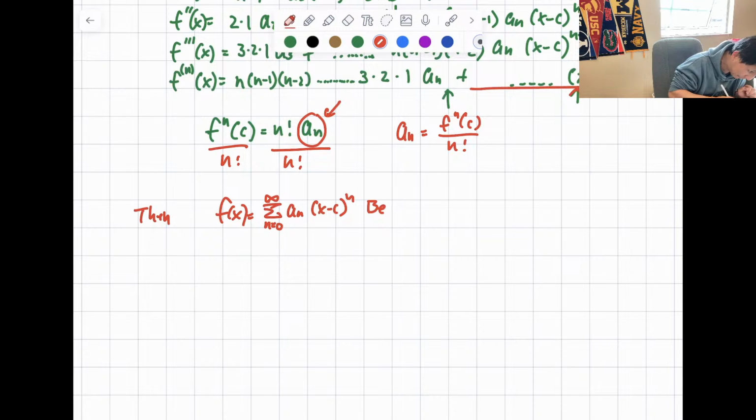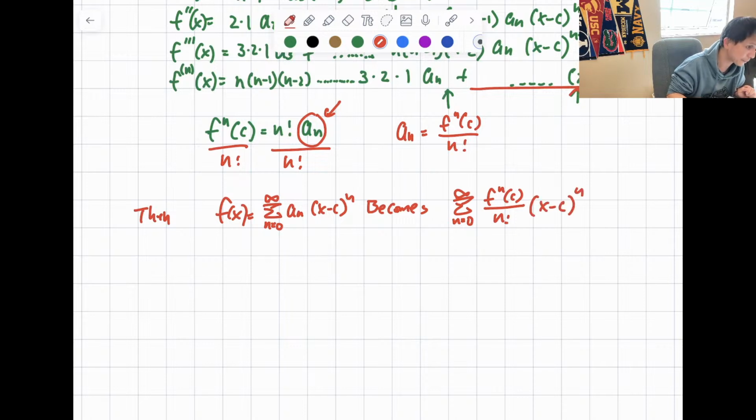Become the summation of n equal to 0 to infinity of f^(n)(c), because I just substituted a_n, and this becomes the power series. This becomes a Taylor series. And this is what we're going to do today.